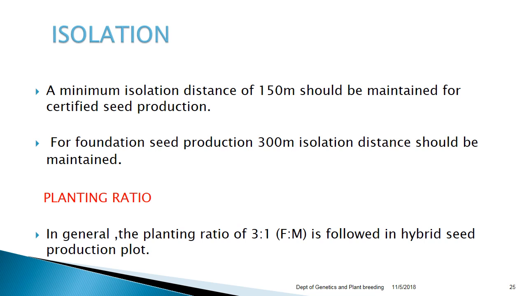Isolation. Minimum isolation distance of 150 meters should be maintained for certified seed production. For foundation seed production, 300-meter distance is required. Planting ratio mandatory is 3:1, 3 is female and 1 is male, followed in hybrid seed production plots.